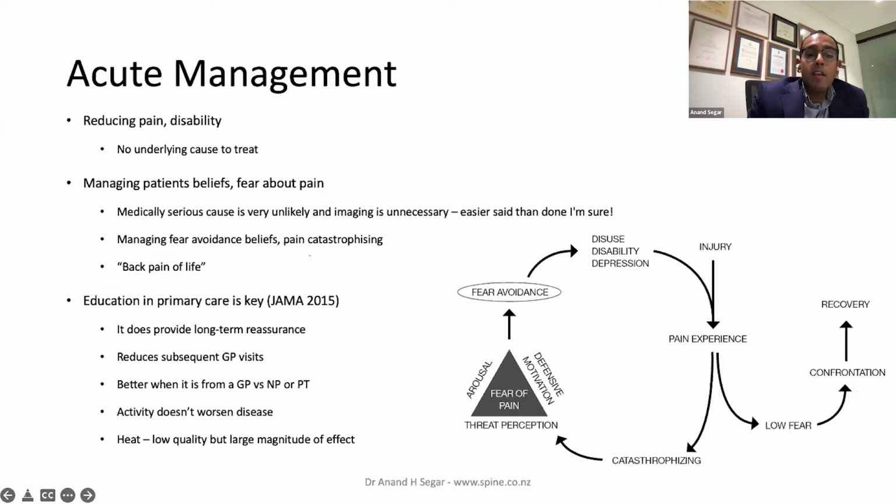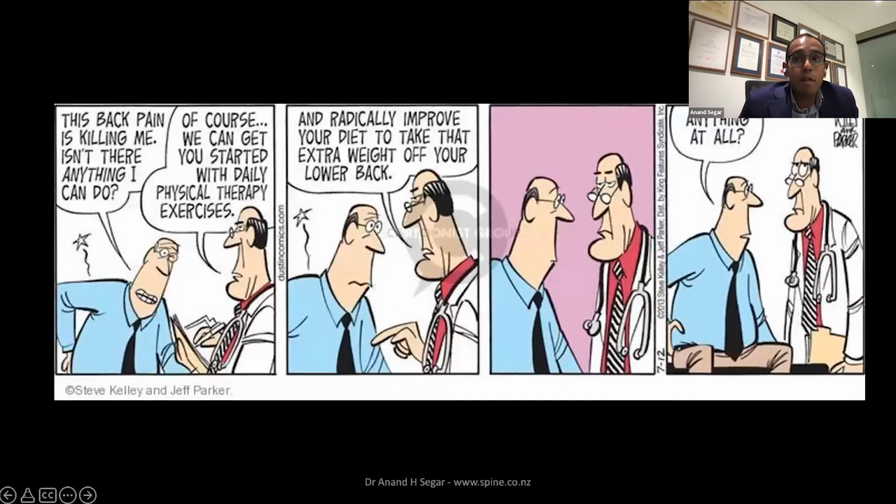And in primary care, education is the key. And this came from a JAMA article in 2015, that education and reassurance in primary care does provide long-term reassurance to patients. It reduces subsequent visits to primary care. And the education is better when it's from a GP when compared to a nurse practitioner or a physiotherapist. Activity doesn't worsen the disease. And there is some low quality evidence, but it does provide a large magnitude, even though the studies are not good.